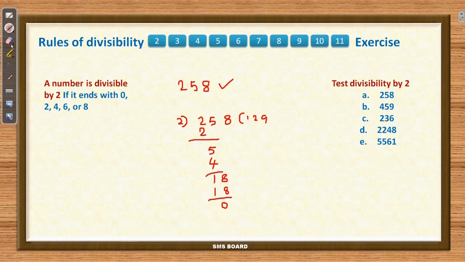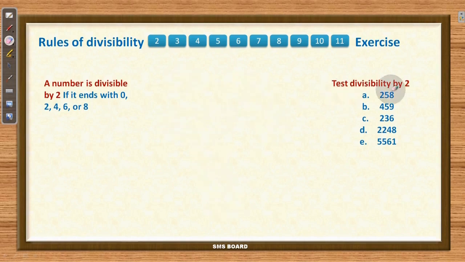Like this, we can test all the other numbers. 459 is a number ending with 9. By rule, a number is divisible by 2 if it ends with 0, 2, 4, 6, 8. So this is not divisible by 2. So the first number is divisible, this number is not divisible.